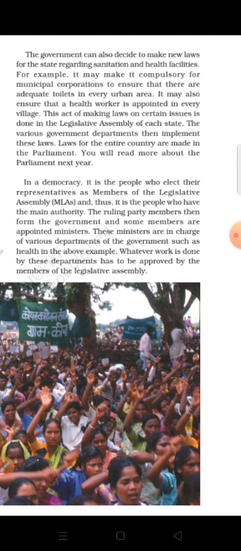In a democracy, the people elect their representatives as members of the legislative assembly, and thus it is the people who have the main authority. The ruling party members then form the government, and some members are appointed ministers. These ministers are in charge of various departments of the government, such as health in the above example. Whatever work is done by the departments has to be approved by the members of the legislative assembly.